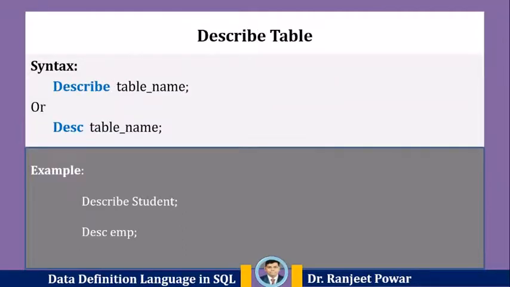And the last command in DDL is the describe table command. The describe table command can be used to display the structure of an existing table. As shown in the syntax, it can be used as describe or DESC in short. When we use the describe student command, it will display the structure of the table, having columns with data type and size.